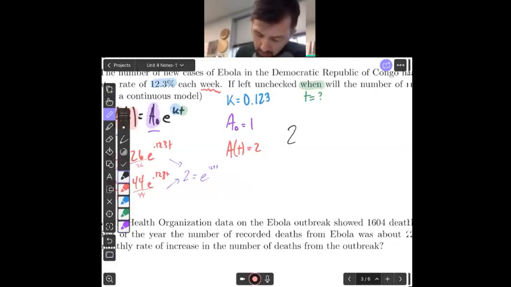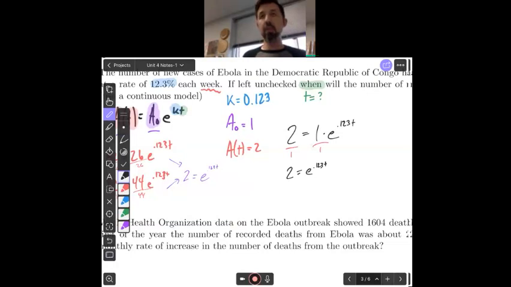So 2 equals 1 times e to the 0.123t. Right? So of course our first step should be to divide by 1. I know that's silly to do mathematically, but I just want to do that because if it's something other than 1, that still needs to be your first step, just like we just talked about. So just kind of highlighting that the coefficient needs to go away first. Okay, whatever that coefficient is.